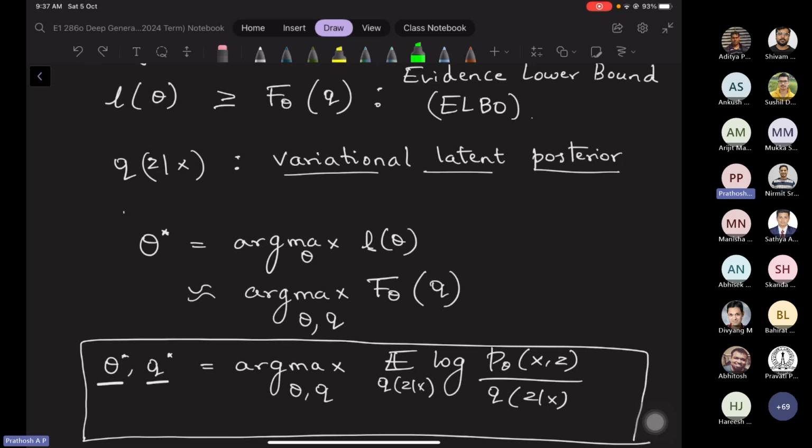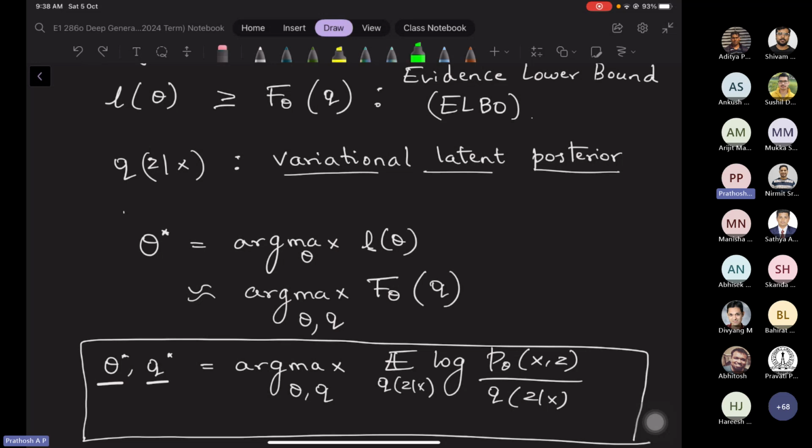So yeah, the storyline is the following, right? There is a latent variable model with parameters theta, and we want to estimate the parameters of that model, theta, along with the distribution over the latent variables, right? Now, the distribution over the latent variable is what we call a variational latent posterior, denoted by Q of z given x.